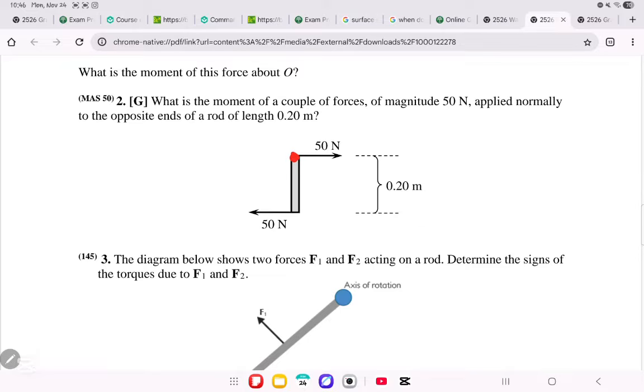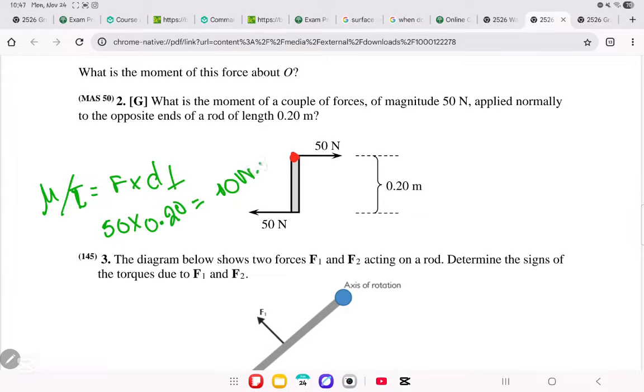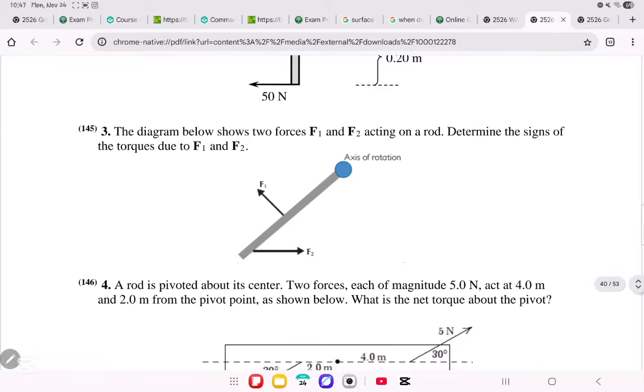Now, all I need to do is, for the moment or the torque, is force times perpendicular distance. So it's my force, which is 50 newtons, times the perpendicular distance, which is 0.20. And what will I get? I will get my answer to be 10 Newton meter. This is the moment of a couple of forces of magnitude 50 newtons. We'll move on to question number 3.